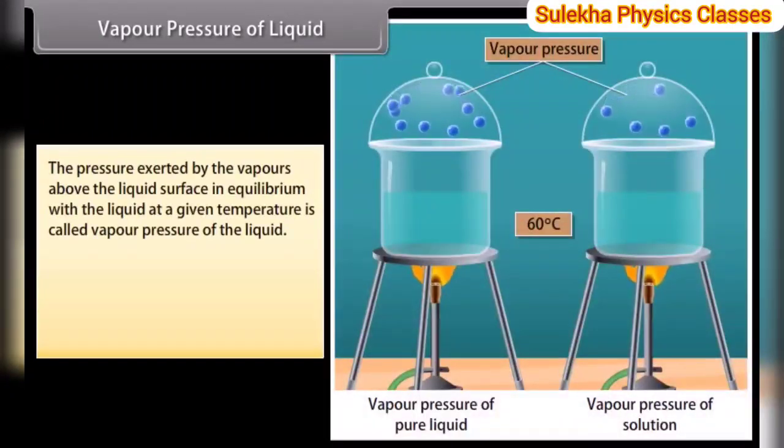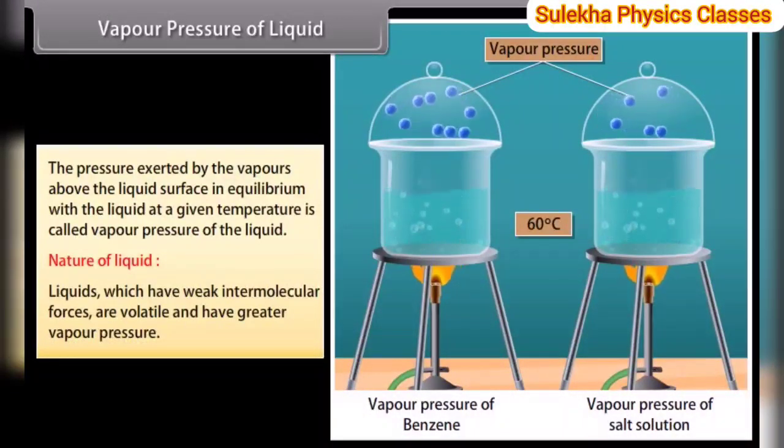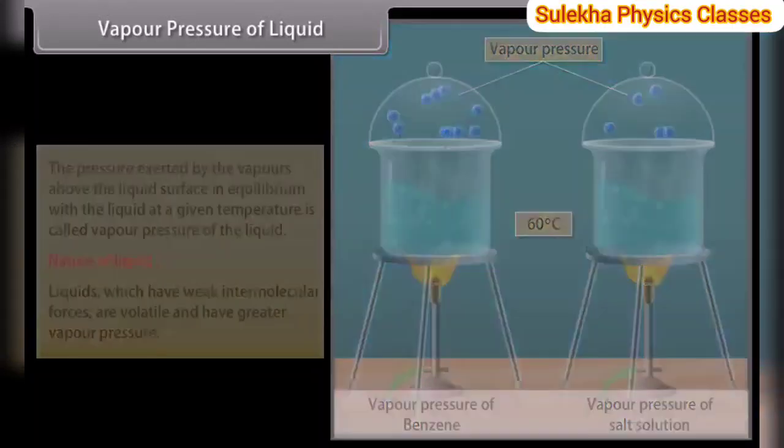Vapor pressure of liquid. The pressure exerted by the vapors above the liquid surface in equilibrium with the liquid at a given temperature is called vapor pressure of the liquid. The vapor pressure of a liquid depends on nature of liquid and temperature. Nature of liquid. Liquids which have weak intermolecular forces are volatile and have greater vapor pressure. For example, dimethyl ether has greater vapor pressure than ethyl alcohol.